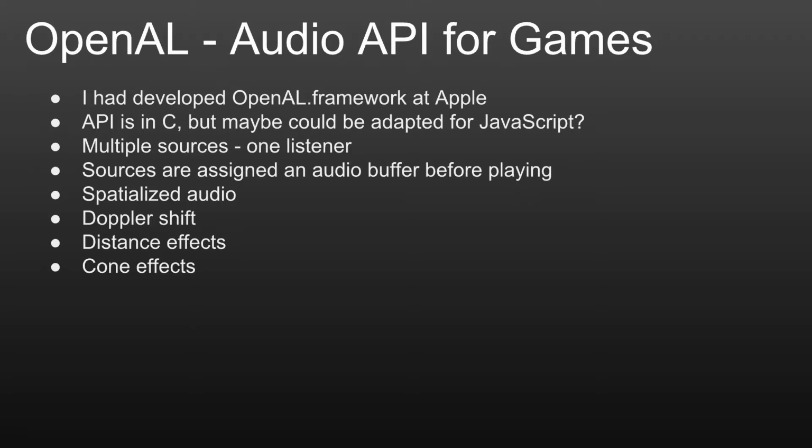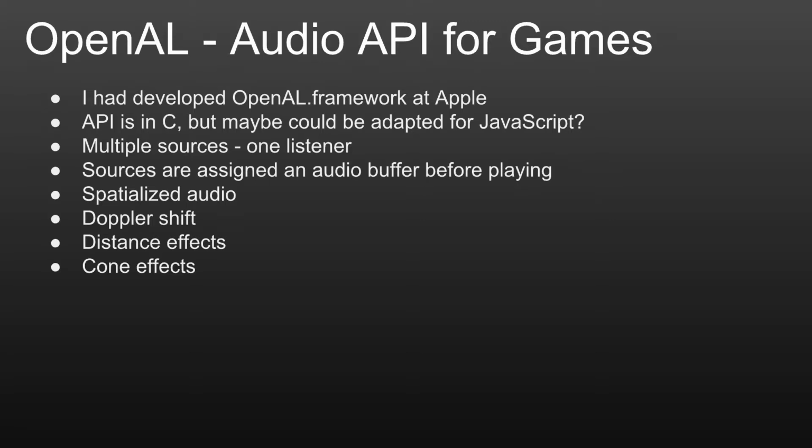OpenAL has multiple sources, one listener. The sources are assigned an audio buffer, similar to how we have audio buffer in the Web Audio API. It's spatialized audio. You can pan sources around. It has Doppler shift, distance effects. Sounds get quieter as they get farther away. The cone effects as the sounds are pointing away.